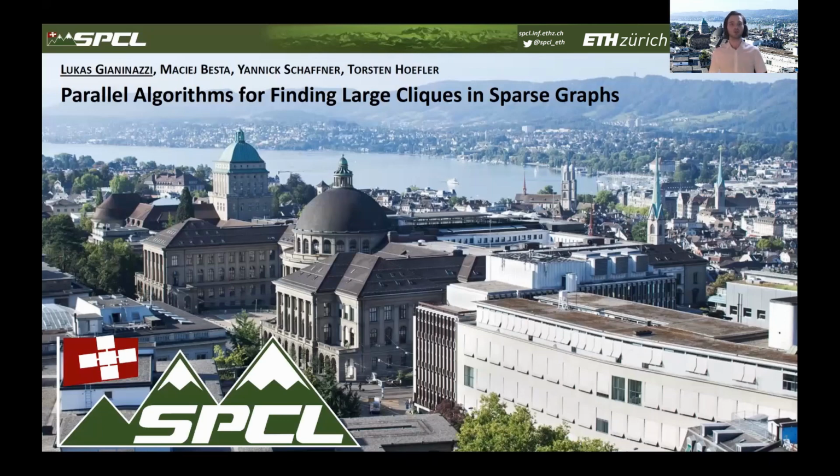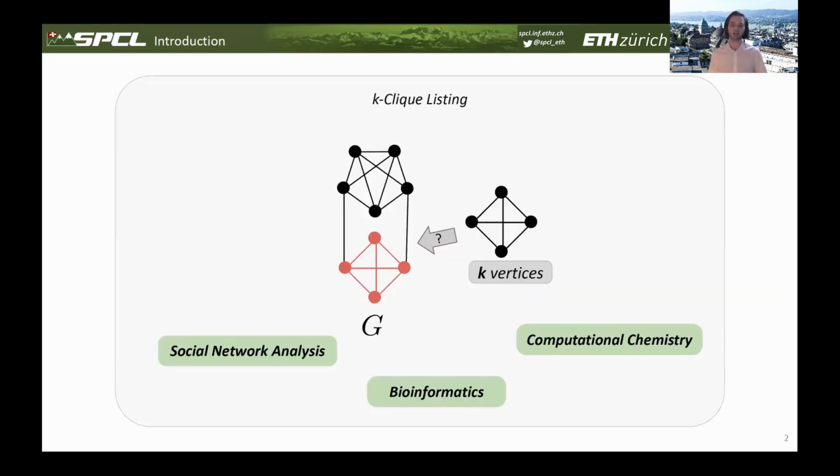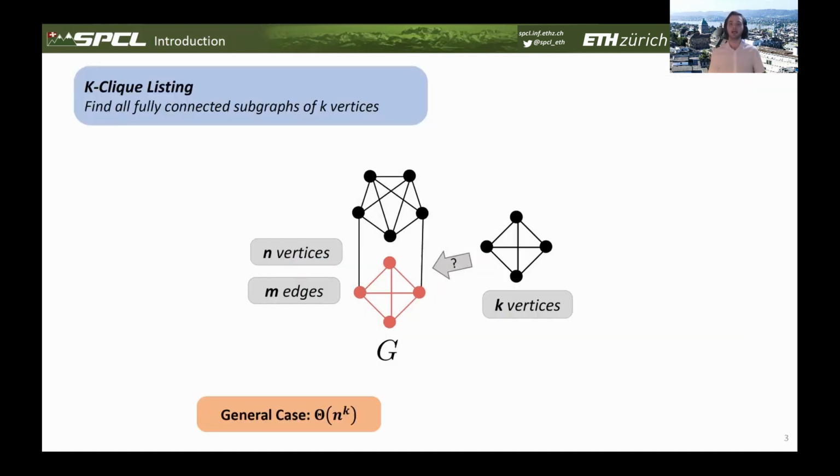Hello, everyone. Today, I'm going to talk about how to compute cliques more efficiently in parallel. Cliques are a classic graph theoretic problem with many applications, among them in the analysis of social networks, bioinformatics, and computational chemistry. A k-clique is a subgraph which is fully connected. In k-clique listing, we are interested in enumerating all of the k-cliques.